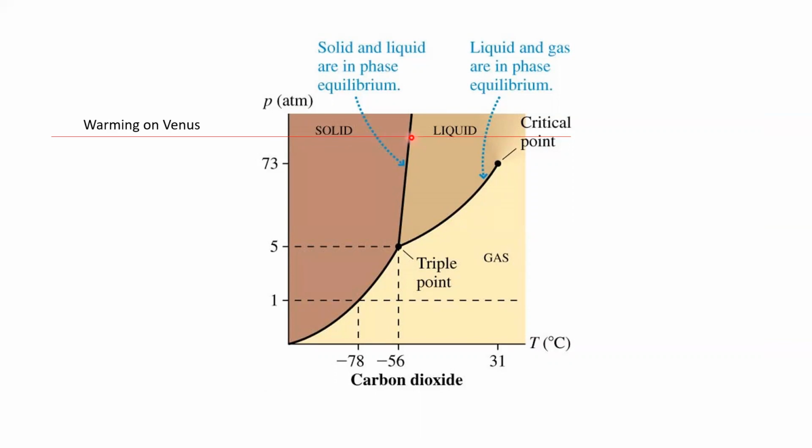You'd have a brick of CO2 immersed in a puddle of liquid CO2, much like an ice cube in a puddle of 32 degree Fahrenheit water here on the surface of the Earth. Eventually, all of the brick would have melted into the liquid phase, and then it would continue to warm even further.